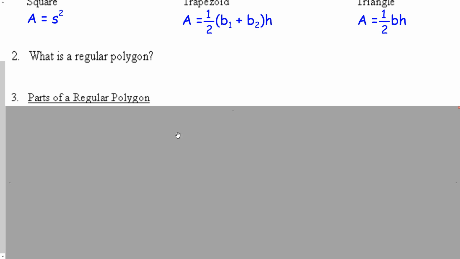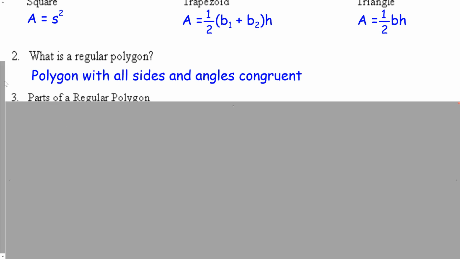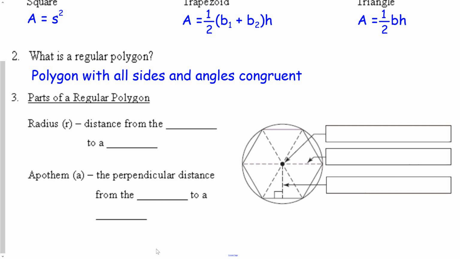So now moving on to regular polygons, we have to remember, what is a regular polygon? It's a polygon that has all sides and angles congruent. And now in order to be able to find the area of a regular polygon, we first have to understand the parts of a regular polygon. So first of all, any regular polygon can be inscribed in a circle.